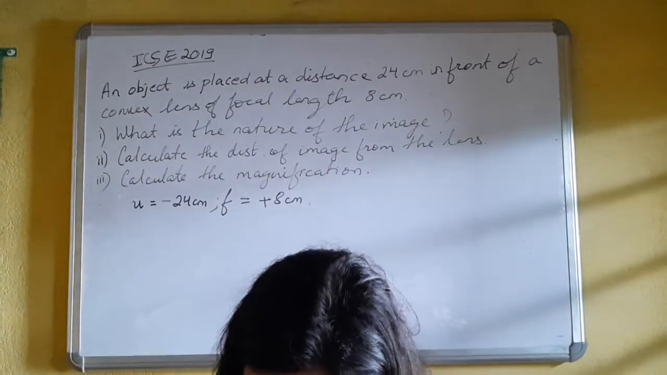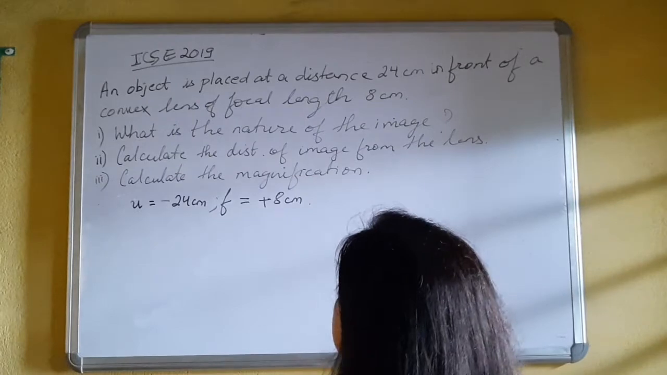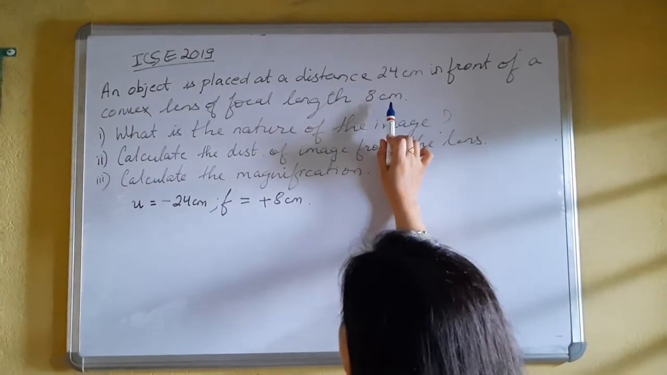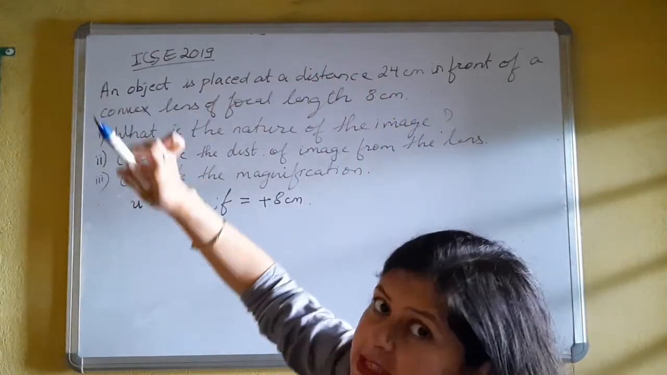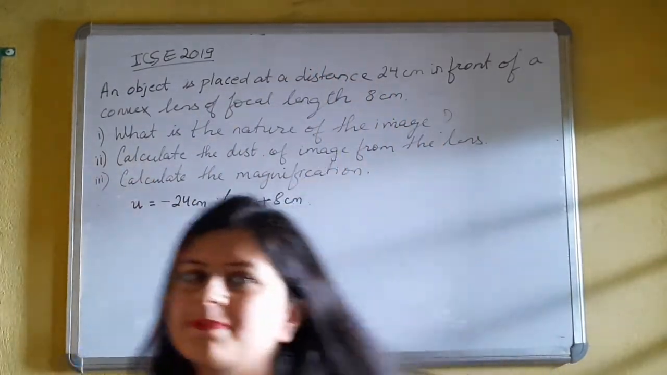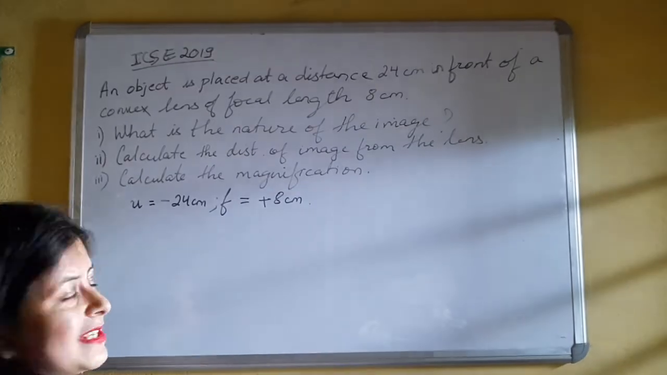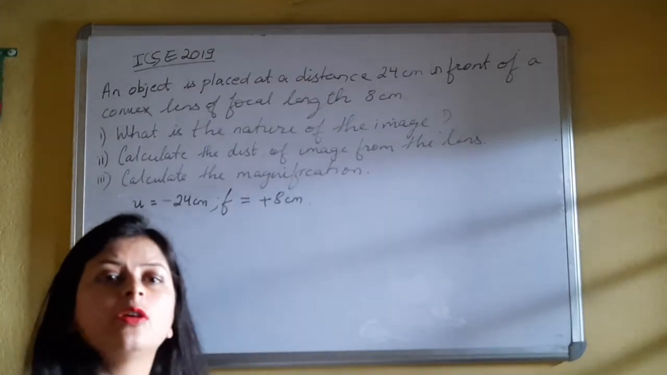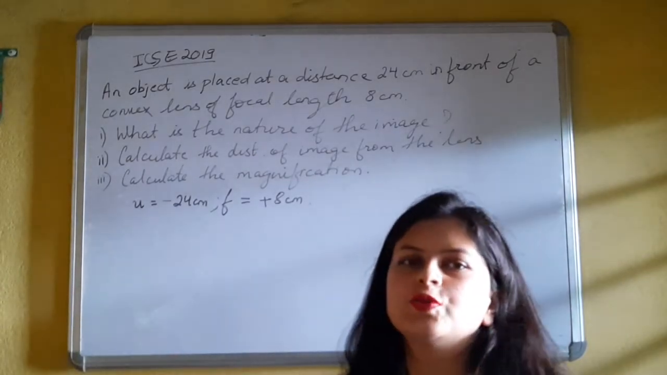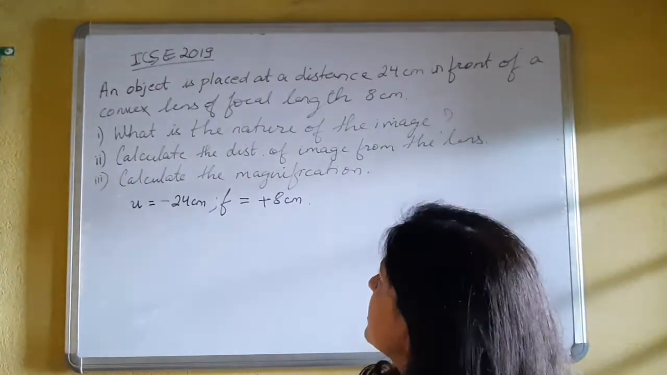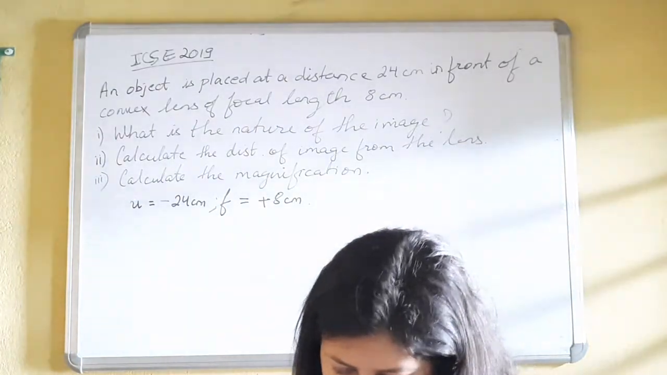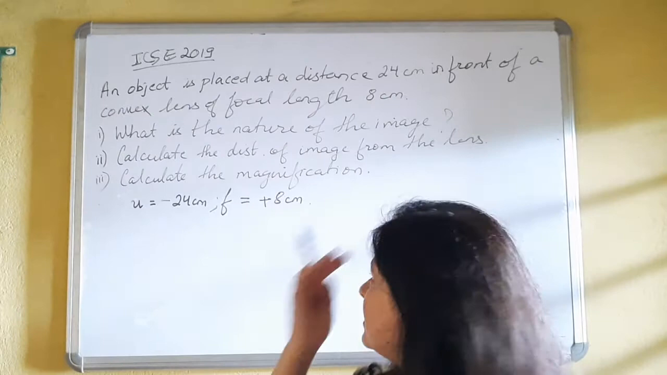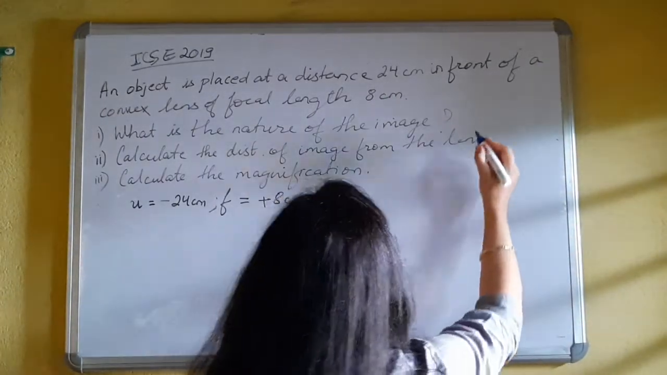Now, the first question reads, what is the nature of the image? Since it is a convex lens, the focal length is 8 cm and the object is at a distance 24 cm. So the object is placed beyond 2 times 8. 2 times 8 is 16. So it is placed beyond 2f1. So if an object is placed beyond 2f1 of a convex lens, the nature of the image will be real, inverted and diminished.